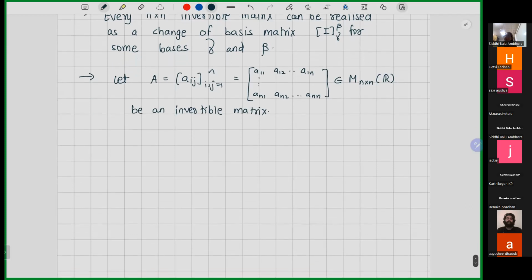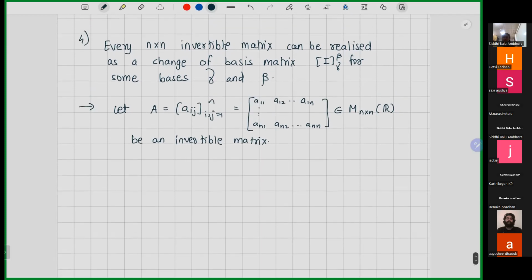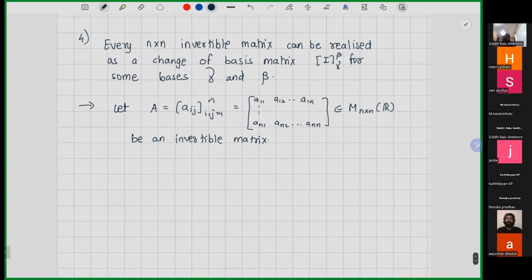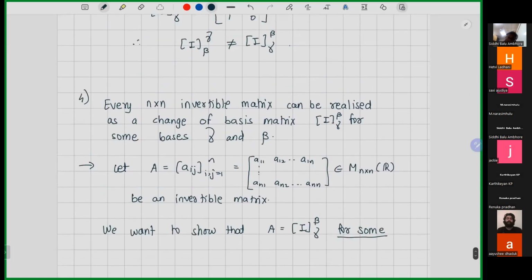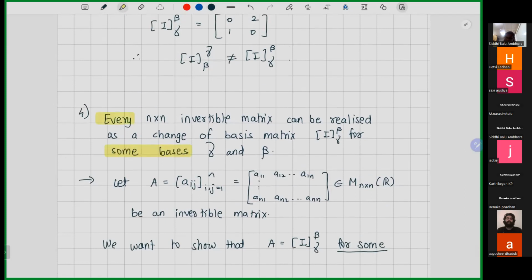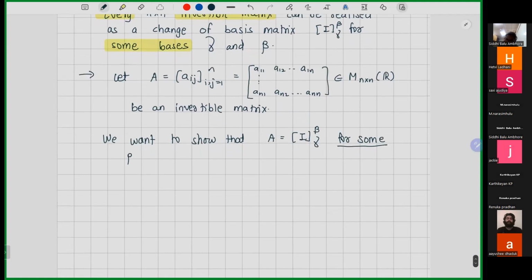Okay. So when I initially thought that we will do this for Rn, I thought that no, we should go for a general statement or general proof so that we do not leave any gap. So what we want to show is that this A is I gamma beta for some basis. Every invertible matrix, for some basis beta and gamma of V.